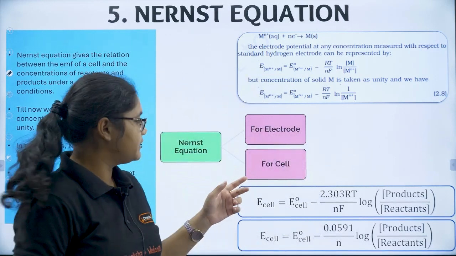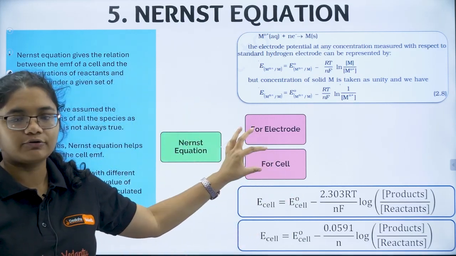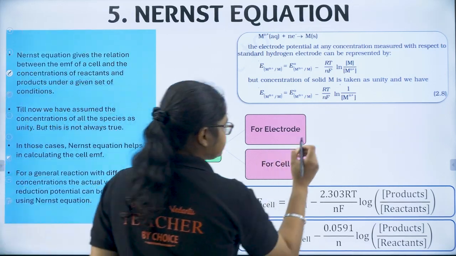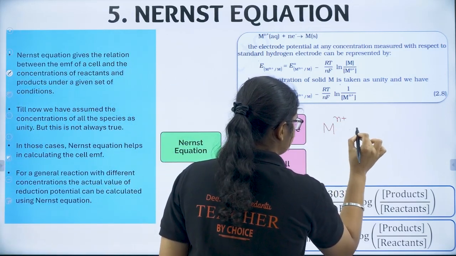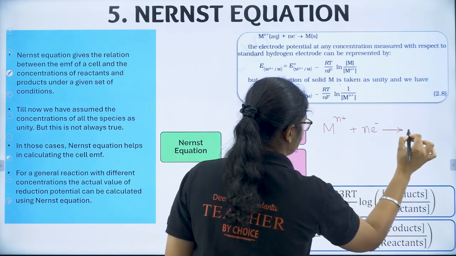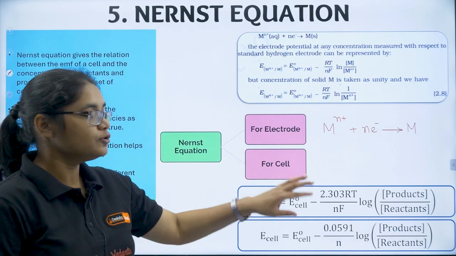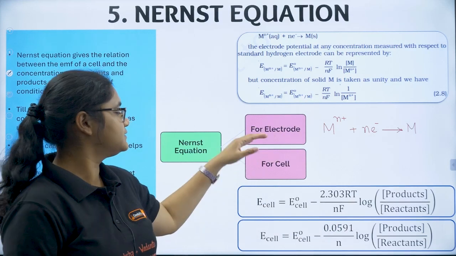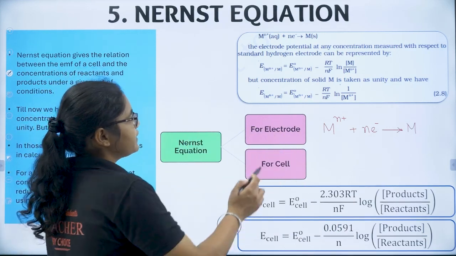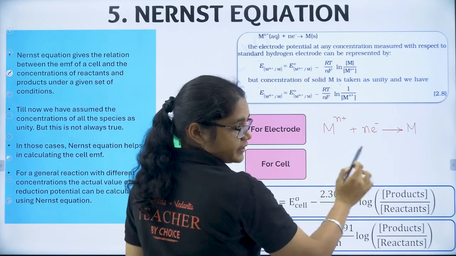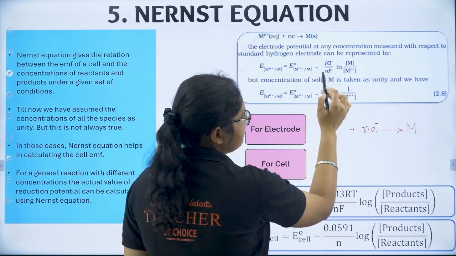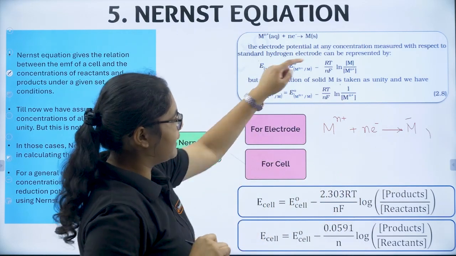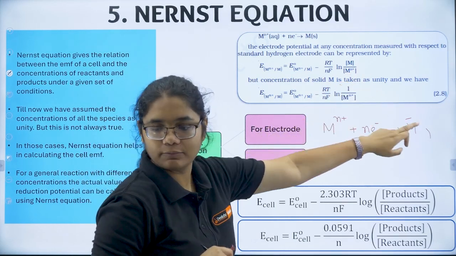Okay, so the Nernst equation can be written for two types. One is for only an electrode and one is for the complete cell. When I am talking about only an electrode, for example, I have M^n+ which gains n electrons to give M. So this is one complete electrode, and if you want to find its Nernst equation, that will be E equal to E naught minus RT by nF, okay, this is the formula, RT by nF log of product by reactant. So I have M as the product, and in the reactant I have M^n+.